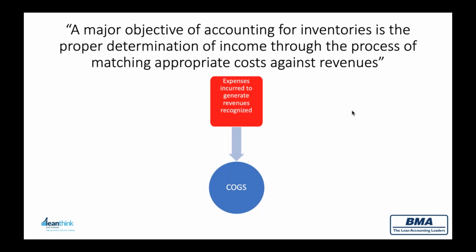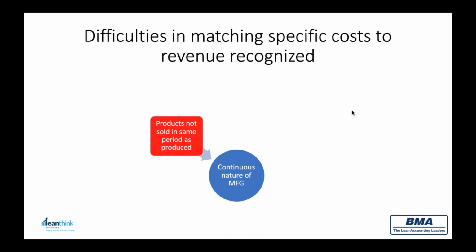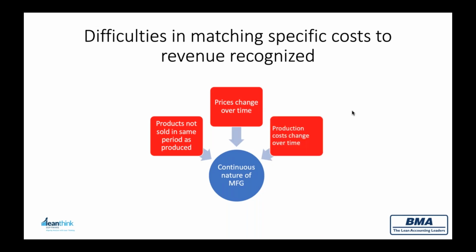Simple, easy, sure, but GAAP goes one step further and recognizes that it's very difficult to match the specific costs to the revenue recognized. And it's because of what the pronouncement says is the continuous nature of manufacturing: products are not sold in the same period as they are produced, prices change over time, and production costs change over time. And what's really interesting is that this is all recognized. If you think about it, it's virtually impossible to get the actual cost of any specific product at any specific time. So what does GAAP say?